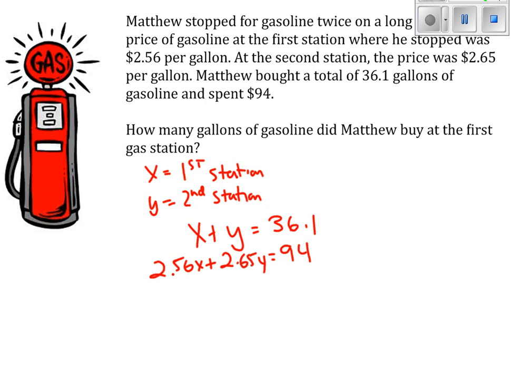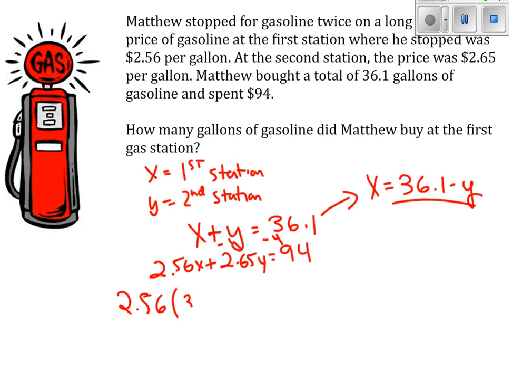So now, I can do this a couple different ways. I can do a substitution. I could do elimination. What I might do, just to be simple, is solve this, subtract y over, so subtract y. So this would be 36.1 minus y, and substitute that back in for x. So rewrite this as 2.56 times (36.1 minus y), plus 2.65y equals 94.